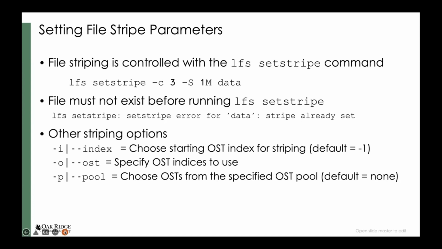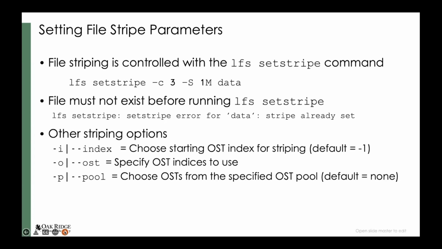The common options that people would use for stripe count and stripe size, you'll see here in this example that matches the previous diagram. The dash lowercase c is for stripe count, dash capital S controls the stripe size. And those are by and large the most common parameters used. There are a few other striping options that some people may need in some cases. A common one that might be useful if you have different tiers of storage would be the dash p or dash dash pool option that lets you choose which specific OST pool your file resides in.